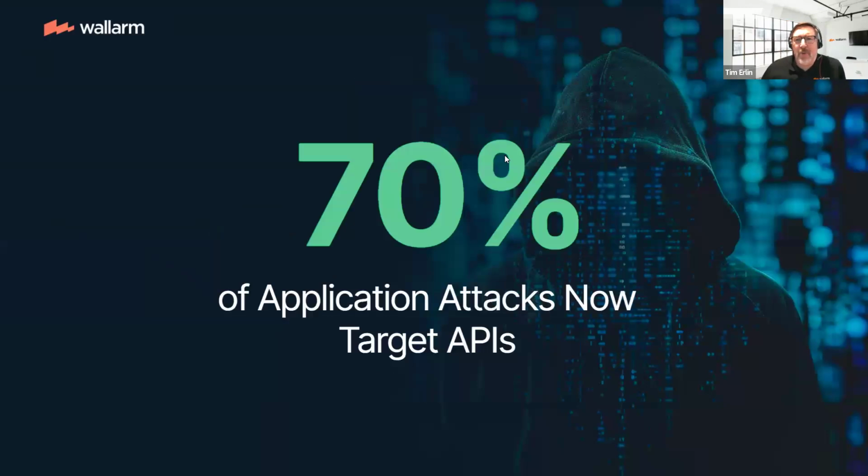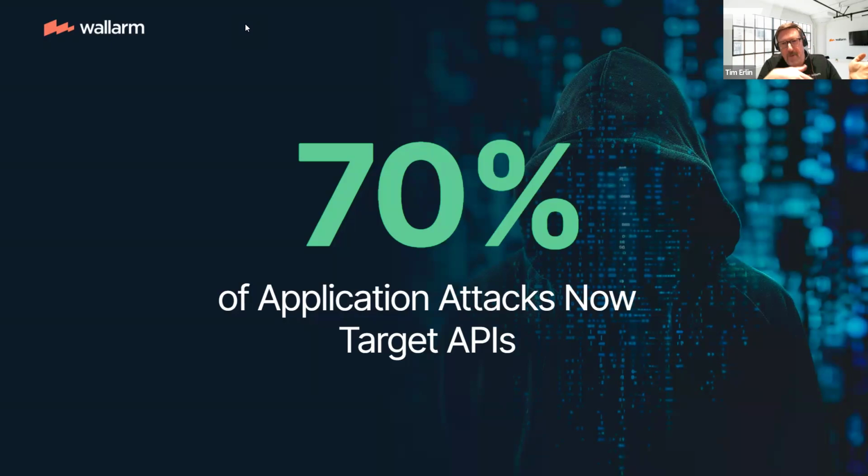I want to start by putting up this particular figure here. 70% of application attacks now target APIs. And I want to explain where this figure comes from. One of the things that WallArm does is this API threat stats report. We do analysis of all of the API vulnerabilities and attacks that are published. We do it on a quarterly basis, and then we do an annual roll-up of that data. And this figure is actually from our 2024 roll-up.